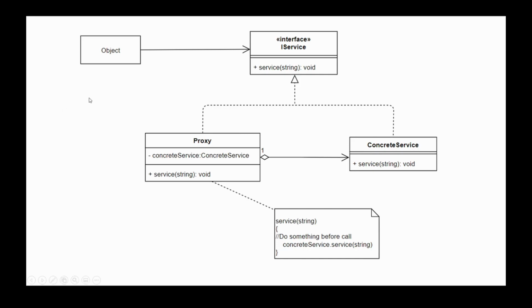If we look into the UML diagram, we see an interface with a method service, and then we have the concrete service. And as a client, I want to access the concrete service. But instead of accessing this service, I access the proxy, and the proxy is doing some operation, and then the proxy delegates the invocation to the concrete service.